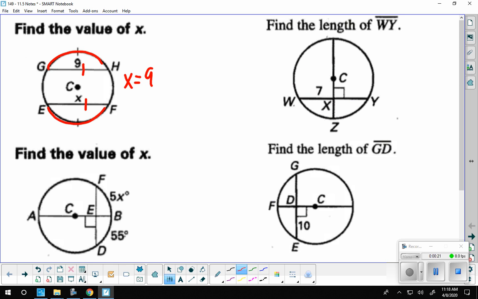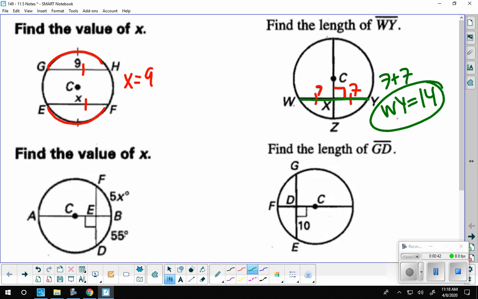Here, this is from the last section as well. Since this is a 90-degree angle, we know that this chord is bisected. So if this half is 7, then this half is also 7. And they want to know what's the length of WY. That would be 7 plus 7. So WY equals 14.